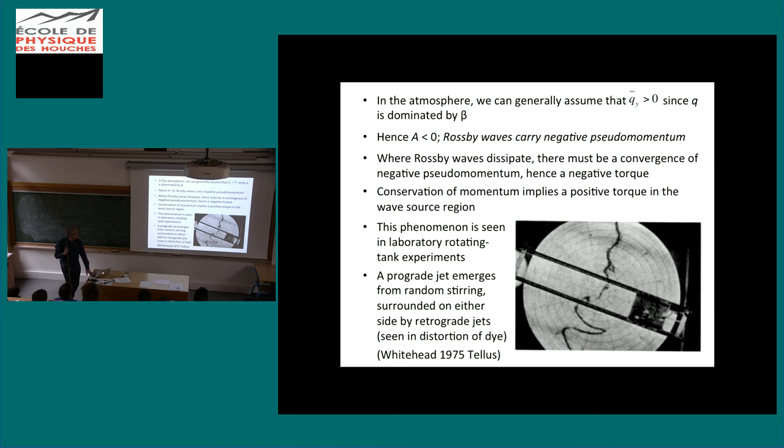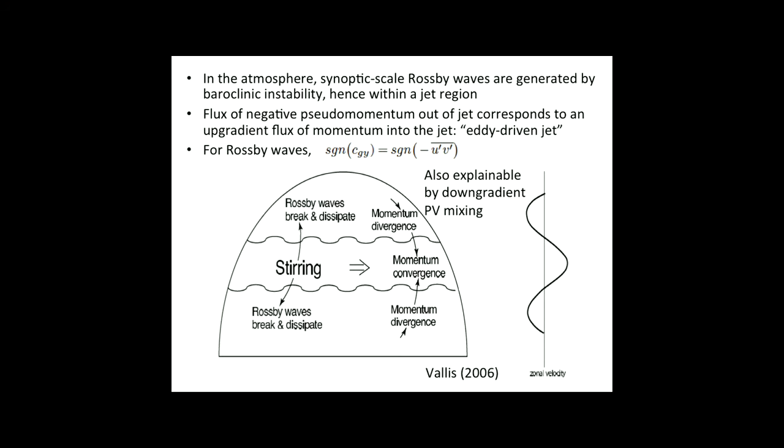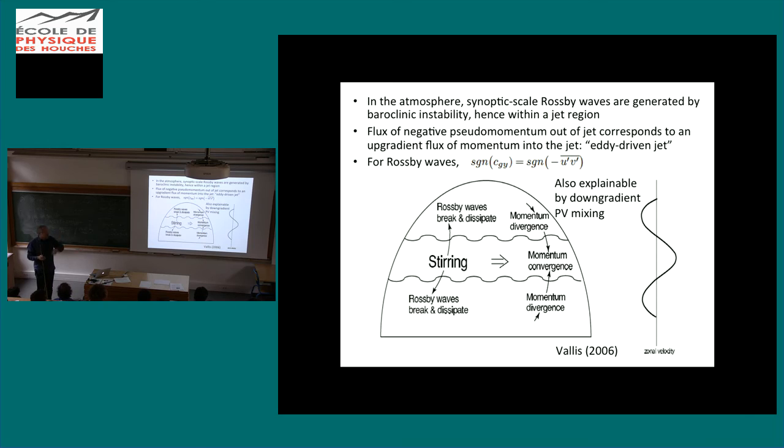Maybe I'm going too fast now. So in the atmosphere, of course we've talked about synoptic scale Rossby waves and how they're generated in these storm track regions, and they're generated within a jet region. So if you just have a very simple argument, this is from Vallis's book, if you stir here, the waves of course have to propagate away just by causality. Well, if they propagate anywhere, they propagate away. And so where the Rossby waves propagate, you have a momentum convergence in the source region and a momentum divergence in the braking region. So that's the eddy-driven jet.